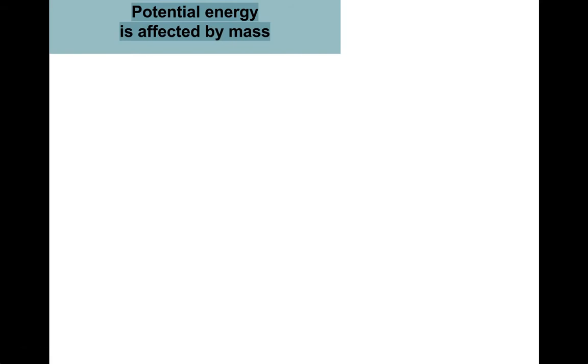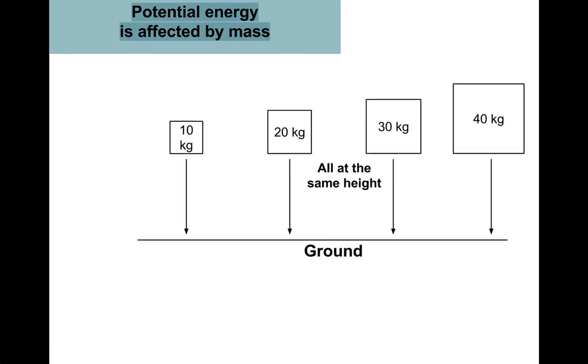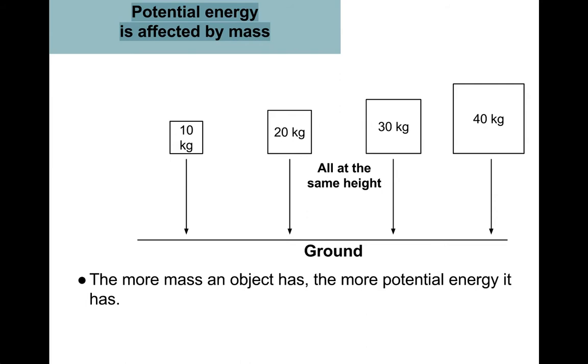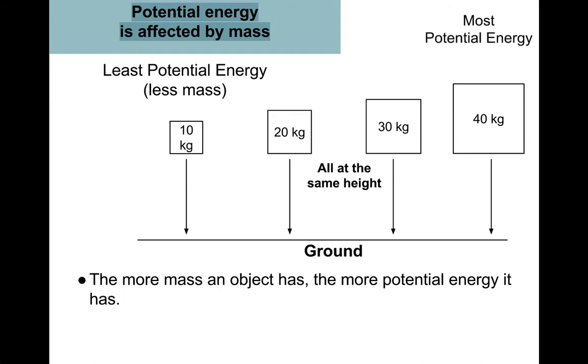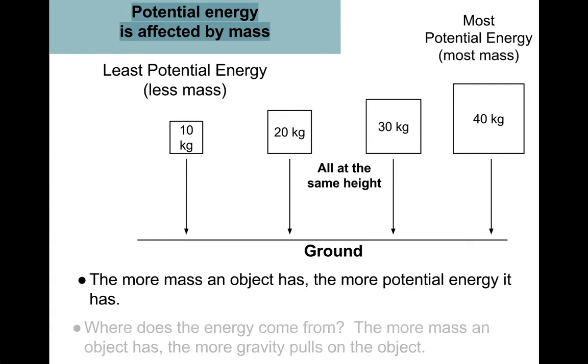Potential energy is also affected by mass. So if we have objects that are all at the same height, one is 10 kilograms, one is 20, one is 30, one is 40, the more mass that an object has, the more potential energy it has. So the 10 kilogram object has the least potential energy, the 40 kilogram object has the most potential energy. Right, again, they're all at the same height.